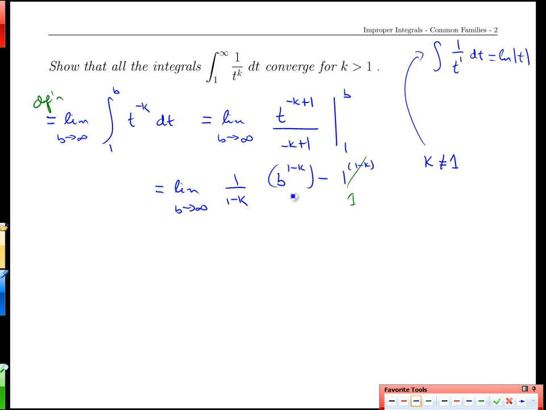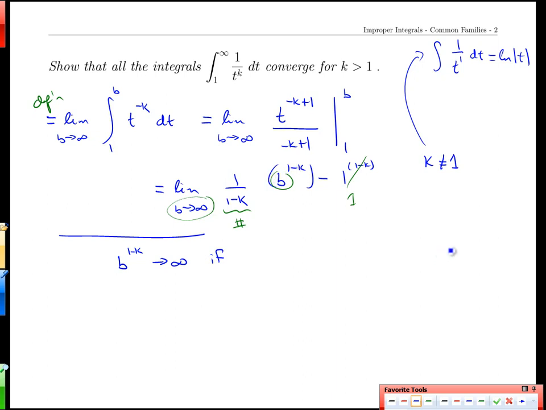Let's look at this new form here and talk about what happens as b goes to infinity. Again, we're going to have cases. This value out here is just a number. What we're interested in is what happens as b gets larger and larger. In this scenario, we have b as the base, and b is getting bigger and bigger, so the base is getting larger and larger. So 2 to the 10, 3 to the 10, 4 to the 10, 5 to the 10, whatever. That's going to get larger and larger.